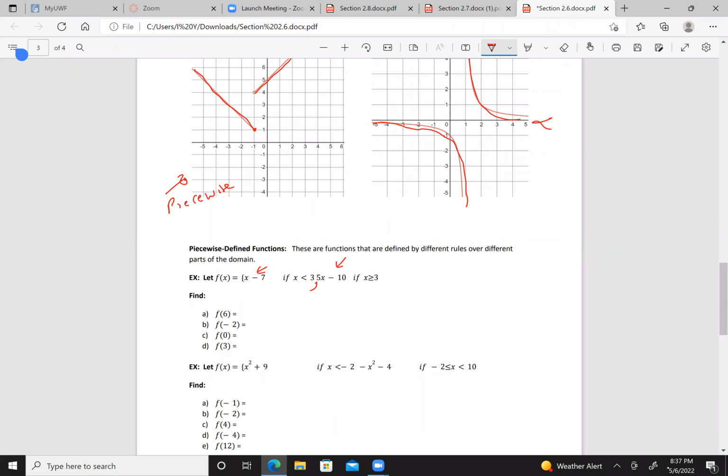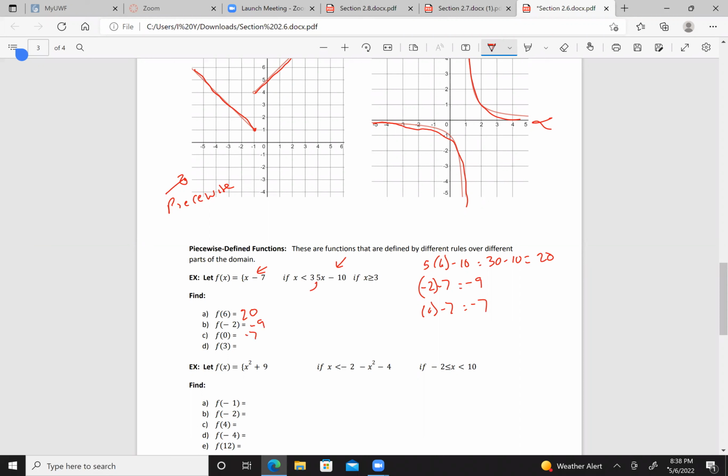So f of 6, well, 6 is greater than or equal to 3. So I use this one here, and I have 5 times 6 minus 10, which is 30 minus 10, which is 20. Okay, f of negative 2, well, negative 2 is less than 3. So I have x minus 7, negative 2 minus 7, which is negative 9. F of 0, well, again, 0 is less than 3. So I have 0 minus 7, which is negative 7.